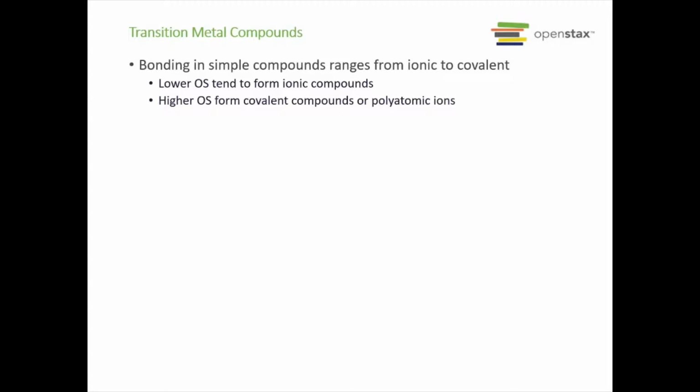So now we're going to talk about some transition metal compounds, and this is probably going to blow a lot of minds. Transition metals can bond for simple compounds anywhere from an ionic to a covalent compound. When you have a lower oxidation state, you tend to have an ionic compound, whereas higher oxidation states tend to form covalent compounds or polyatomic ions. So yes, everything you learned from, was it chapter 4, is kind of a lie. You can have covalent compounds with metals, but they're transition metals.